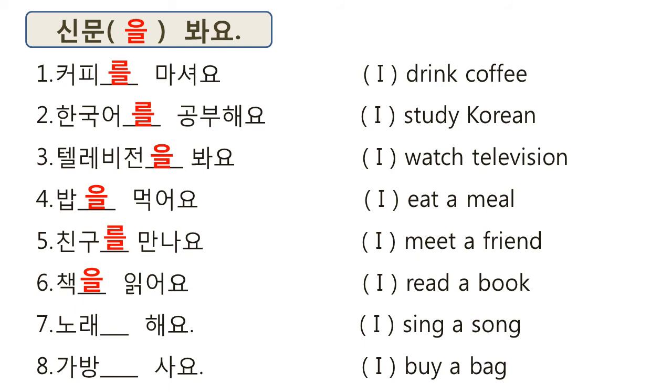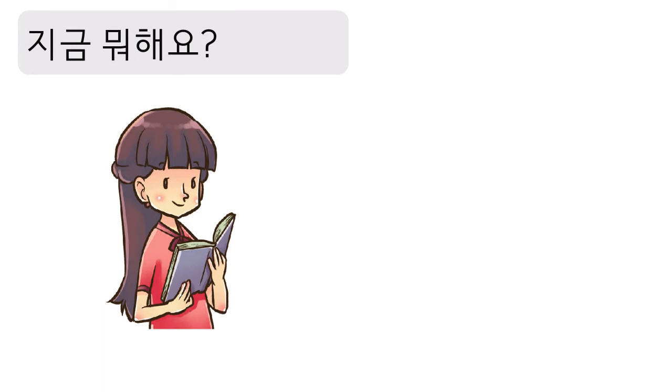노래 is song. 노래 ends with a vowel, so we add 를. 노래를 해요. 가방 is bag, ends with a consonant, we add 을, becomes 가방을 사요. Bag. So 지금 뭐 해요? What are you doing now?